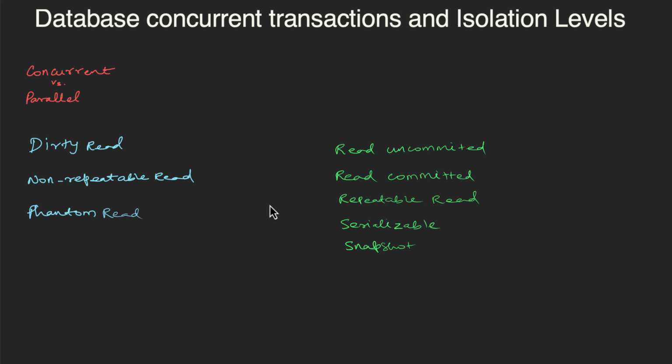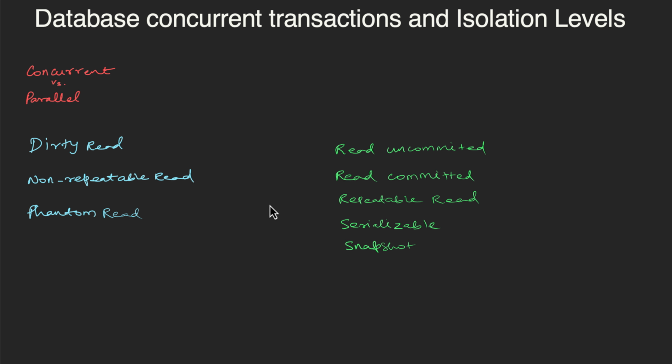We are going to talk about database concurrent transactions and isolation levels in this video. When we have two or more transactions running at the same time, we call them concurrent transactions. This is very common because more than one application or user might be connected to a database and they might be executing transactions of their own.